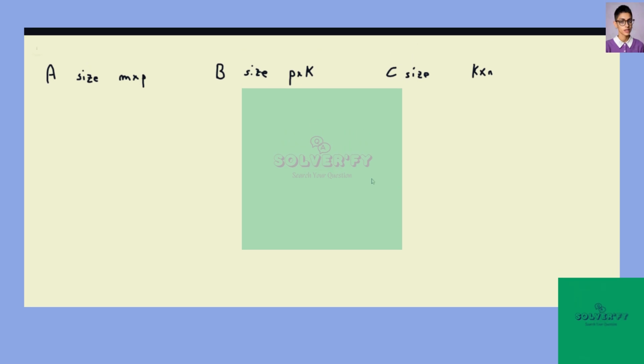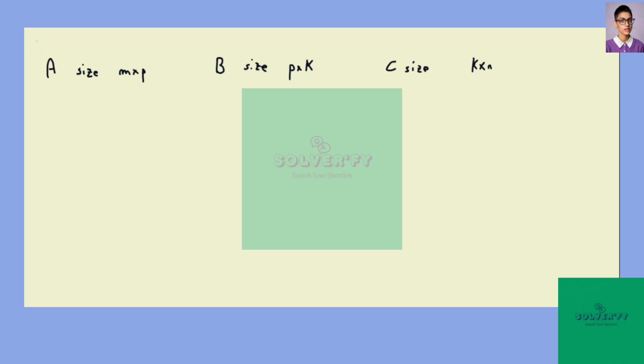So we're given matrices A of size m times p, B is a p times k matrix, and C is a k times n matrix. So first of all, let's look at A that multiplies BC. Now A is of size m times p and BC is of size p times n. So all in all, the matrix A(BC) is of size m times n.